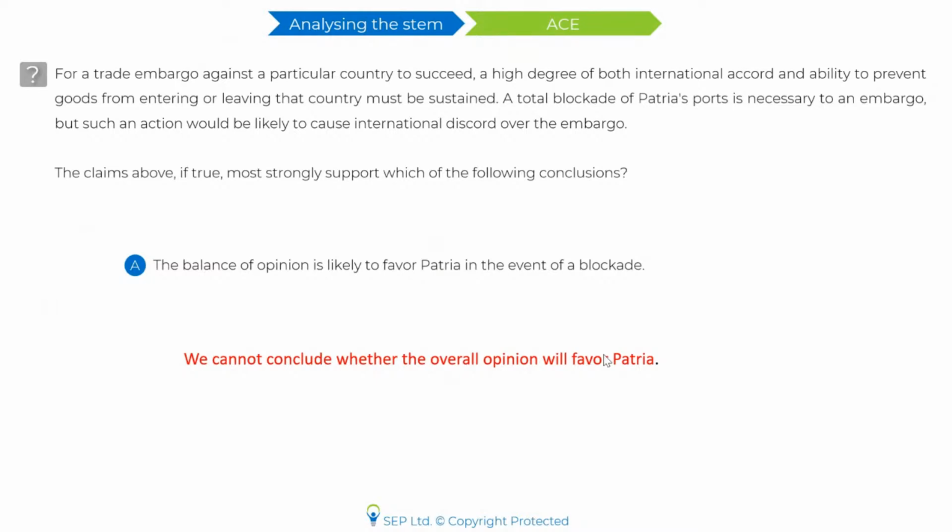The claims above, if true, most strongly support which of the following conclusions? It's an inference question again. The balance of opinion, and I'm thinking, hold on, does the paragraph talk about any balance of opinion? Well, remember, there's a discord that we are talking about. Now, a discord means there would be some countries which would agree and some which would disagree. So a discord means there will be agreement and disagreement. All right. So this is the balance of opinion, means plus is agree, minus is disagree. So balance of opinion is definitely there.